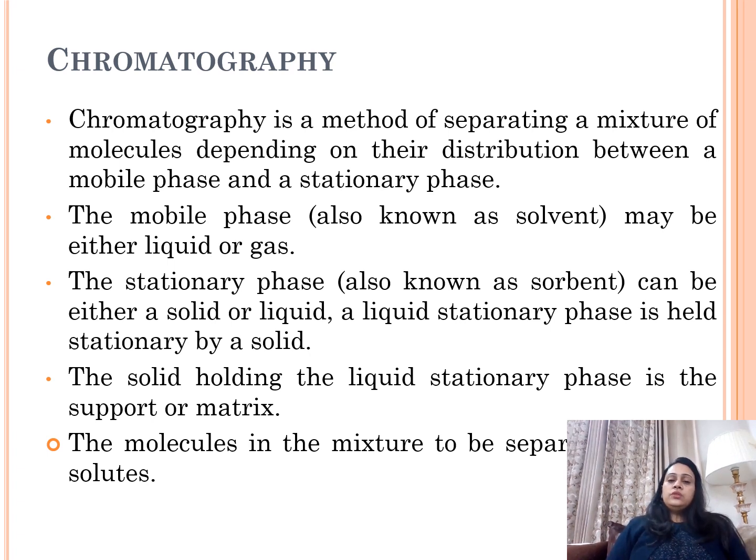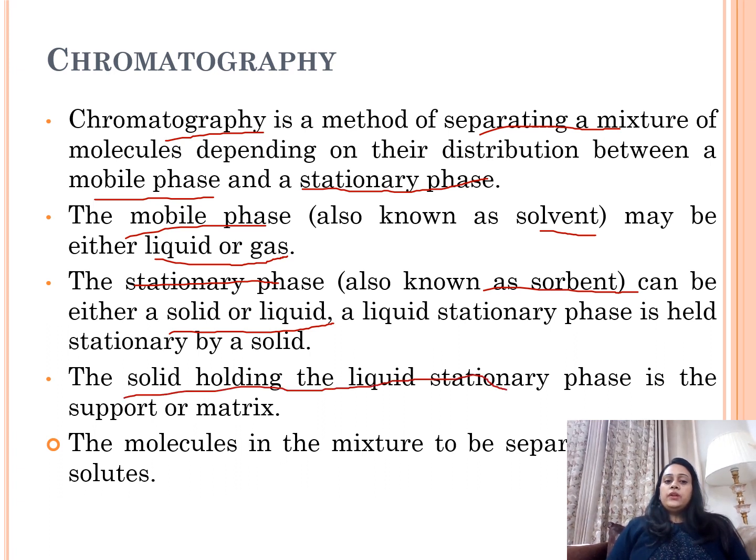Now, to summarize, chromatography is a separating method where we have two phases, a mobile phase and a stationary phase. Mobile phase is also known as a solvent, which can be a liquid or a gas, because they are the only things which can move. Stationary phase is also known as sorbent, and it is either a solid or a liquid. It cannot be a gas. The solid holding the liquid stationary phase is the supporting matrix.